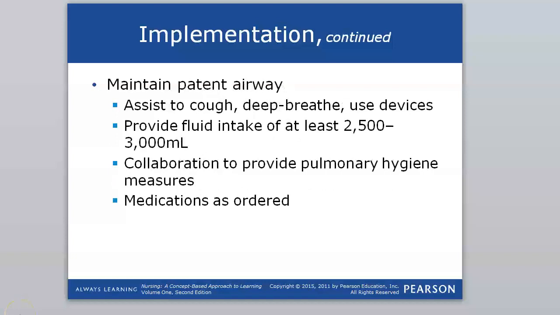And here we have to again assist coughing, deep breathing using devices such as incentive spirometry and making sure they're taking at least 2,500 to 3,000 milliliters of fluid. Collaboration to provide good pulmonary hygiene and give medications as ordered. And remember, these patients are going to be somewhat anxious. When you can't breathe or you have difficulty breathing, people get scared, okay?